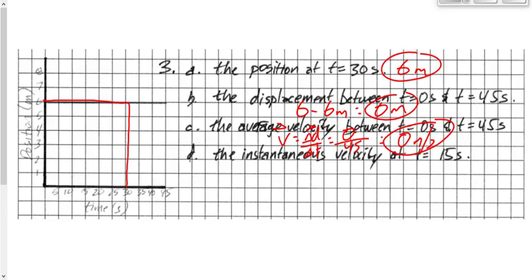And what's the instantaneous velocity at 15 seconds? Well, the velocity all along there is the same. It's 0. So we're going to just say 0 meters per second there. Good?